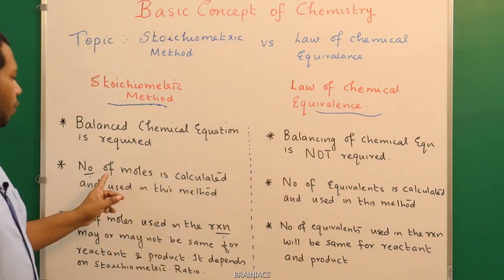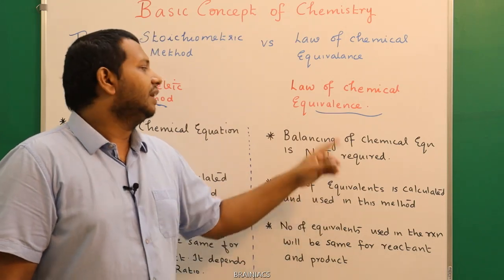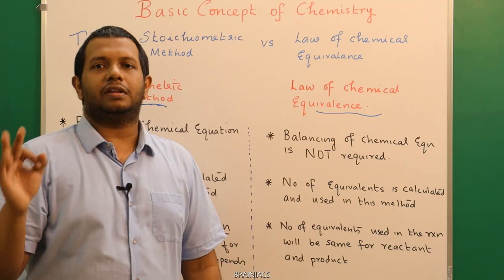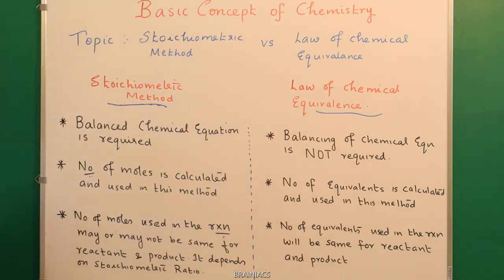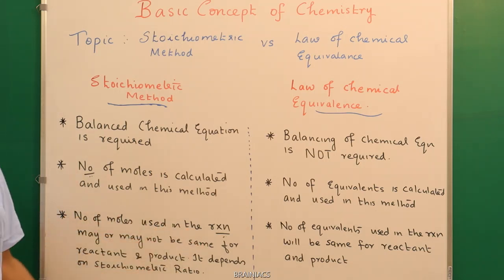So here the number of moles is calculated and used in this method, and here the number of equivalents is calculated and used in this method. And the third and foremost point is what is important. The number of moles used in the reaction may or may not be the same for the reactant and product. It depends upon the stoichiometric ratio.